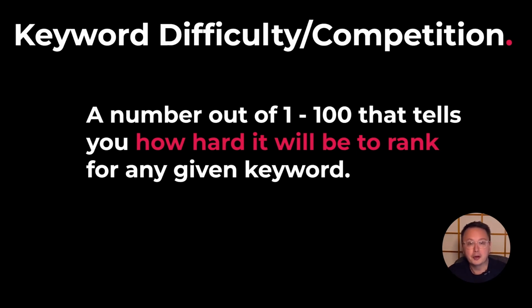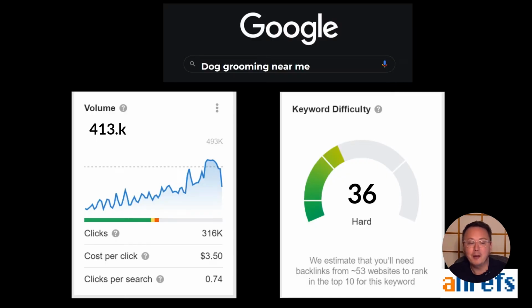As your domain authority grows and you do more SEO work, you'll be able to go for some of those higher competitive keywords. When we're looking at volume and difficulty together, it can be a little bit of a balancing act. Usually the keywords with really high volume also have really high competition. For example, the phrase dog grooming near me has a whopping 413,000 searches per month in the US. But with a difficulty rank of 36, it's going to be pretty hard to rank for that keyword unless you have a very powerful website.